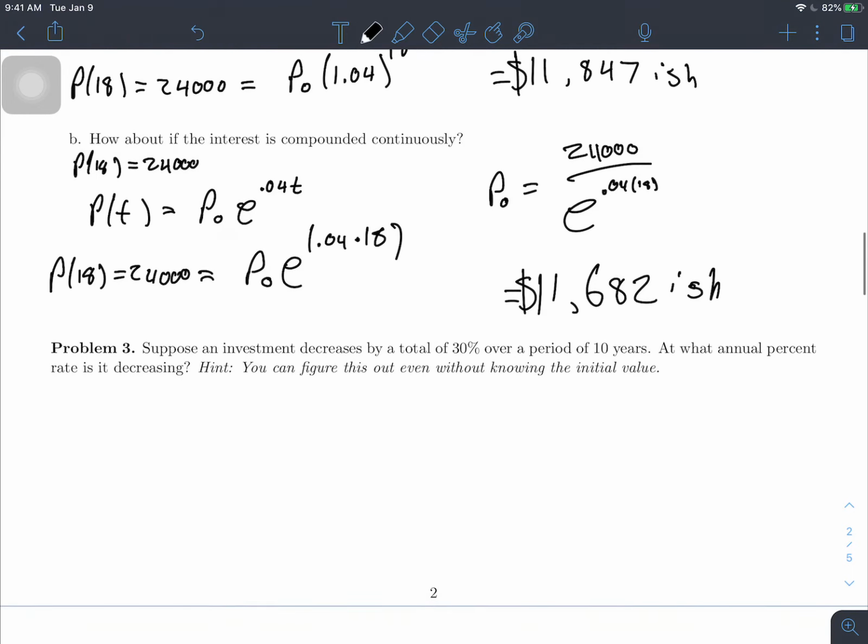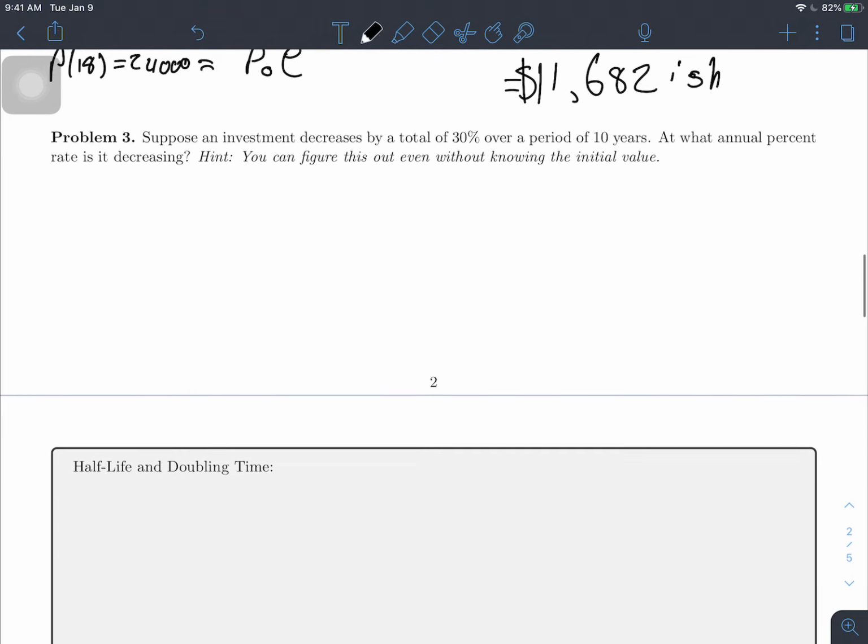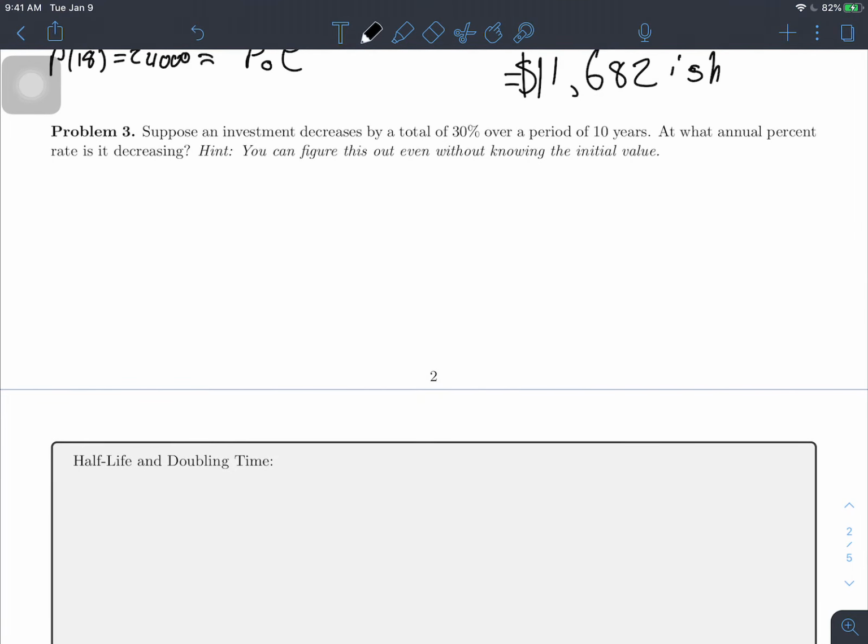Okay, do problem 3 now. Suppose an investment decreases by a total of 30% over a period of 10 years. At what annual percent rate is it decreasing?